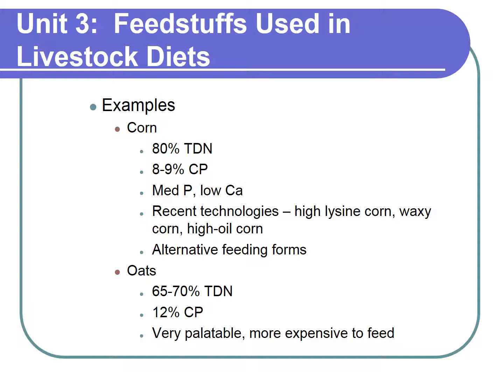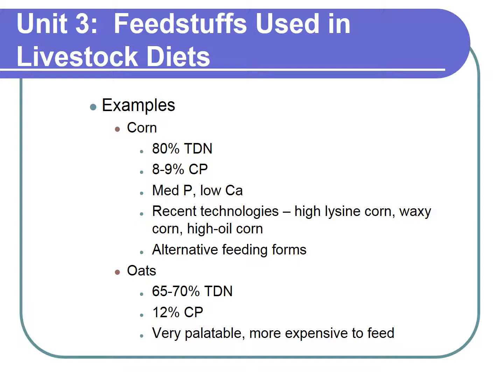Corn is generally pretty low in calcium and in the medium category in phosphorus, and there are some technologies listed there that come and go in terms of other uses, and we'll talk about that in discussion. Alternative feeding forms of corn, we can certainly grind it, and we'll talk about that more later. We can steam flake it, pellet it, process it, crack it. There are a number of different ways to feed corn, and that's certainly important in how we maximize the efficiency of the energy that's in it.